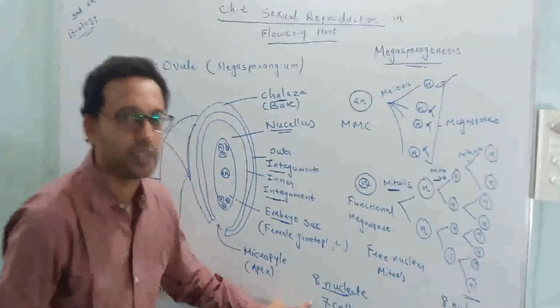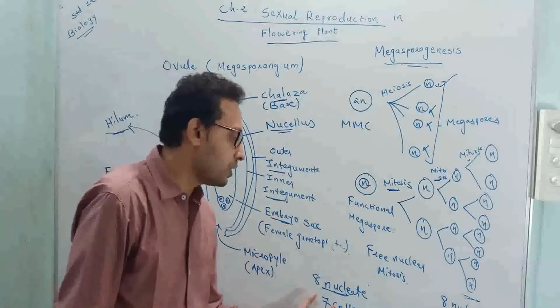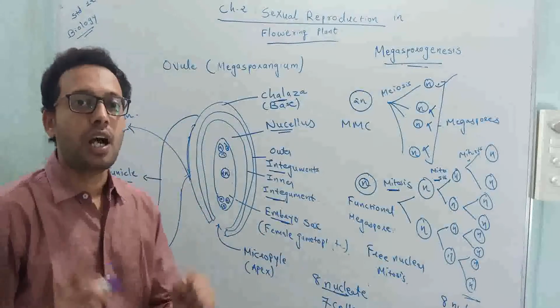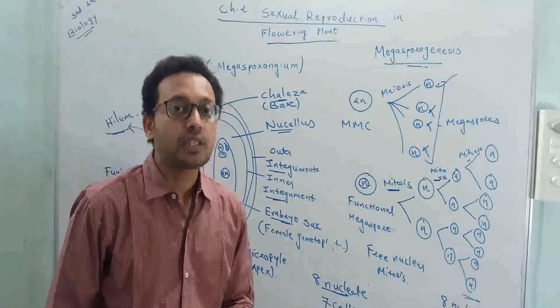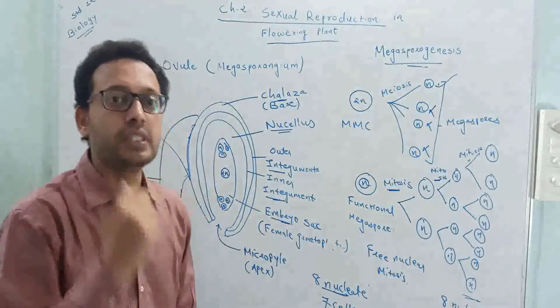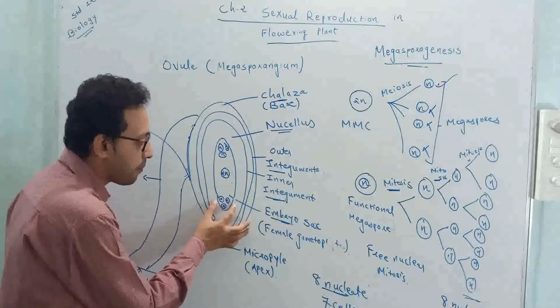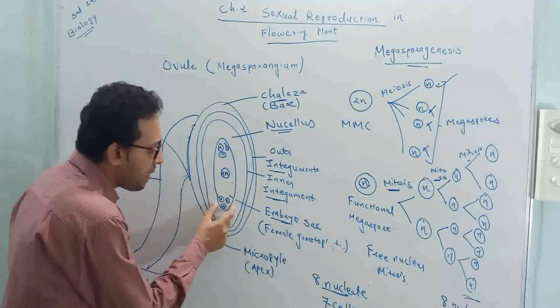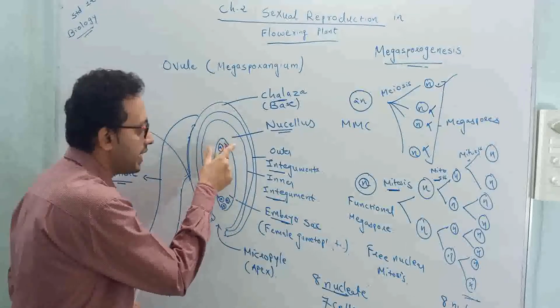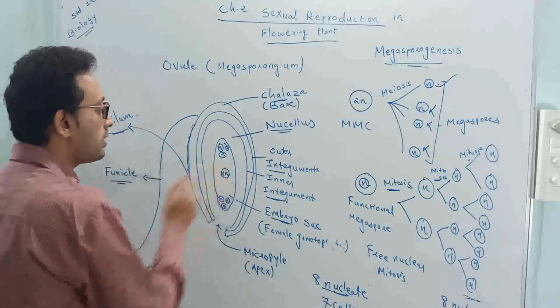So this condition is called 8 nuclei and 7 cells. This is very important from the examination point of view. They are usually asked at maturation, how many nuclei? 8 nuclei, but how many cells? 7 cells are going to be produced. Which 7 cells? What are their names? You know that 3 cells are at the micropylar end, 3 cells are at the chalazal end, and the 2 nuclei fuse in the center.